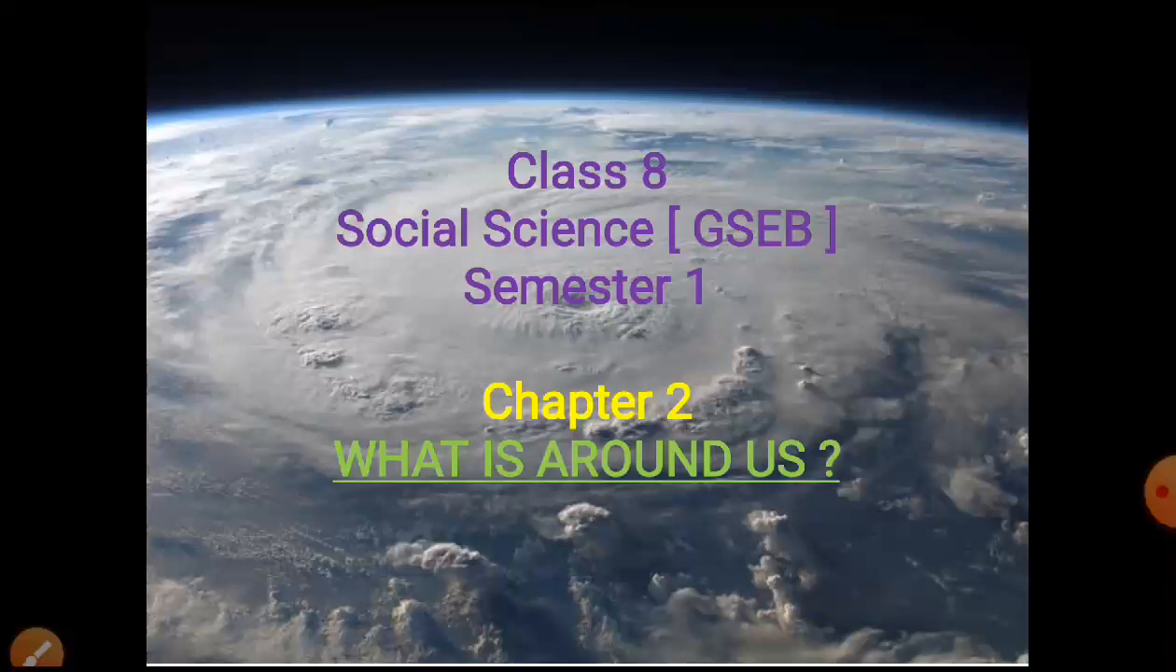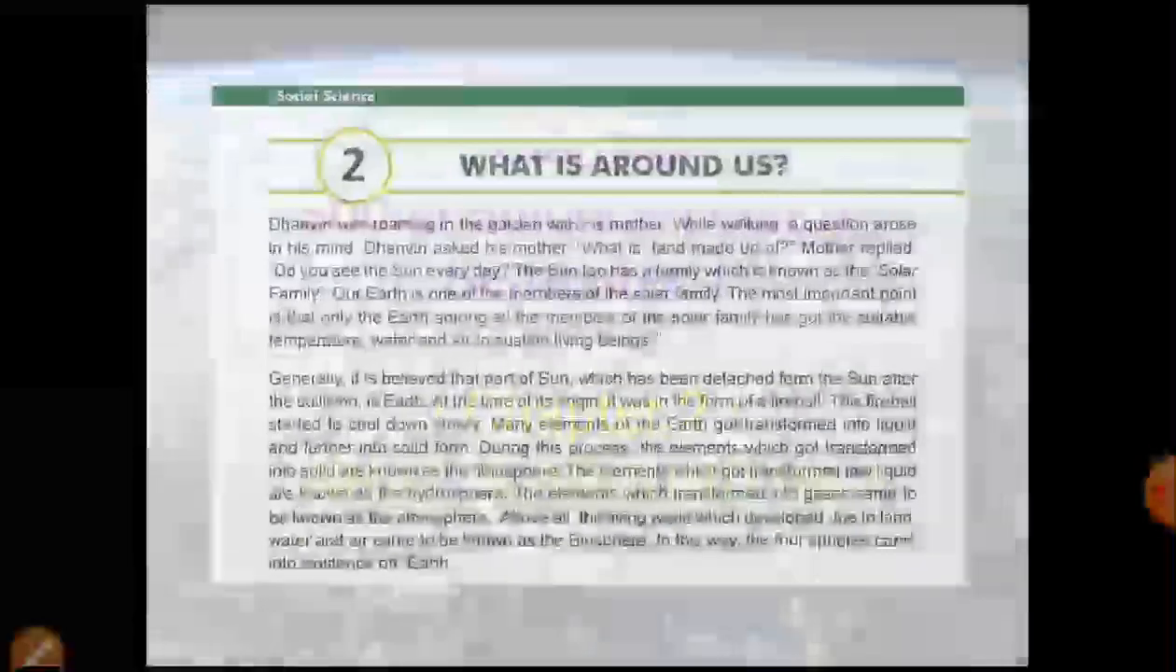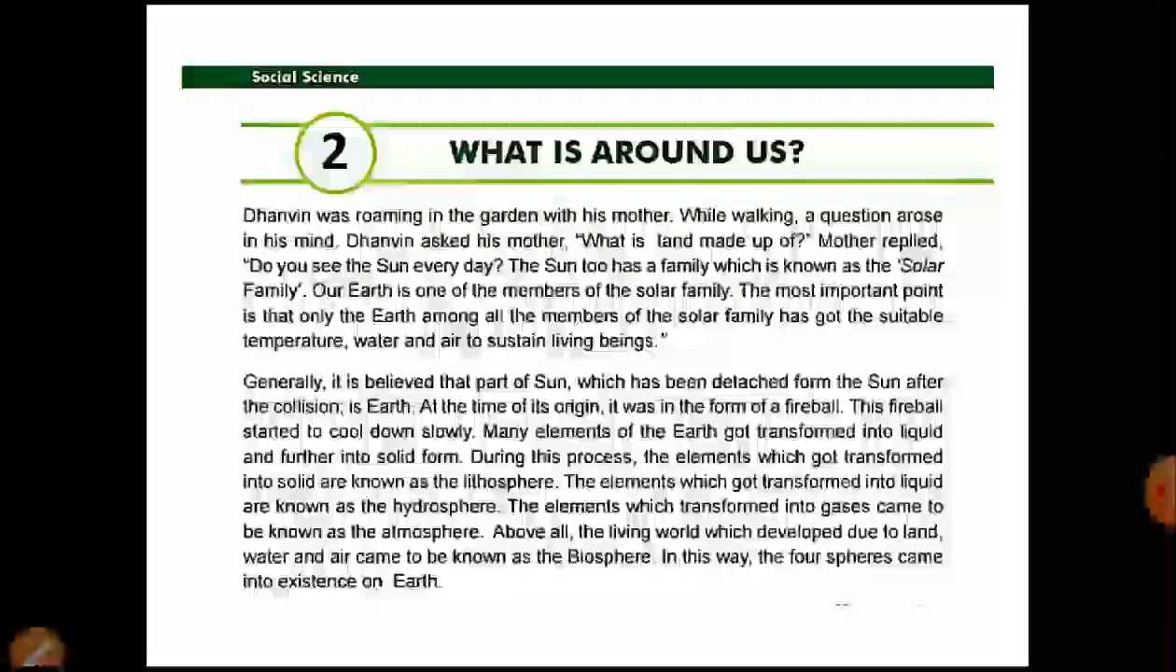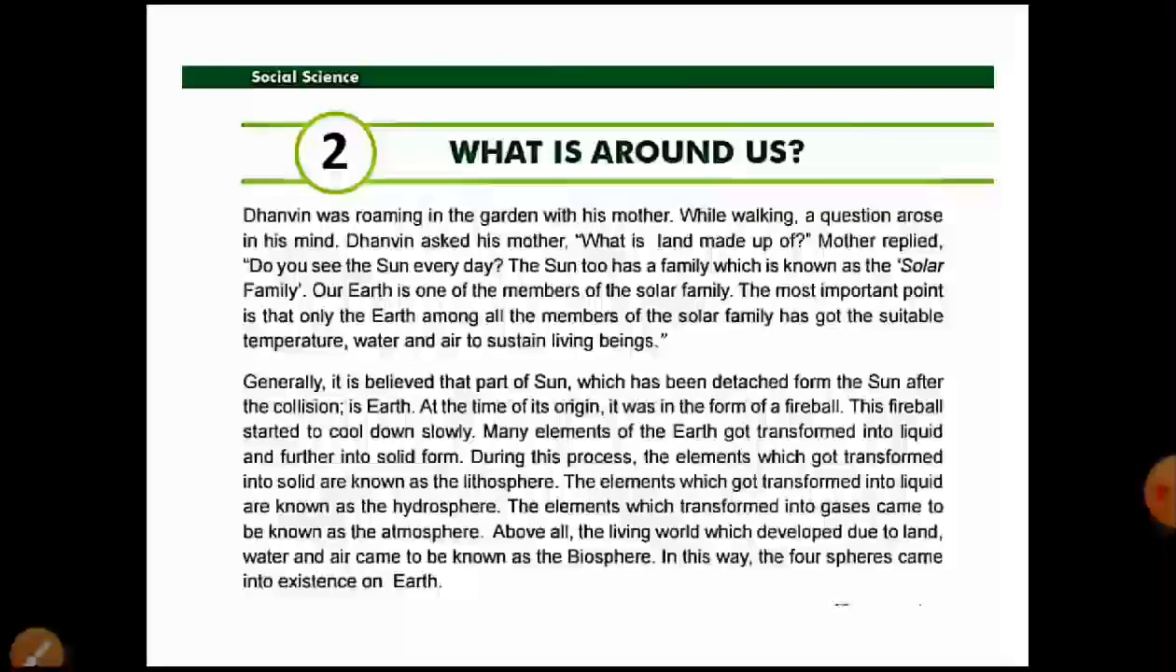Today we are going to learn class 8 Social Science, Gujarat State Board book, semester first, chapter number 2: What is around us. Okay, so let's begin lesson number 2 of Social Science in class 8, What is around us. The lesson will begin with the help of a conversation between a son and his mother.